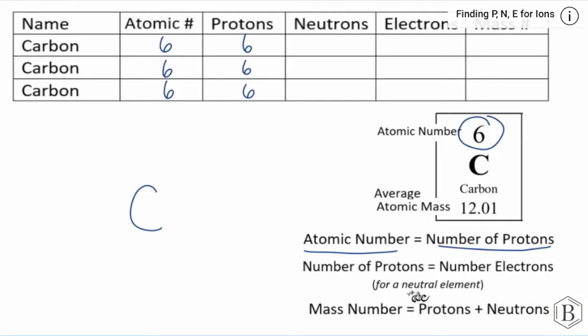And for neutral elements, the number of protons equals the number of electrons. And again, it doesn't matter what type of isotope you have for carbon. So that's all 6. We're left with neutrons and the mass number.